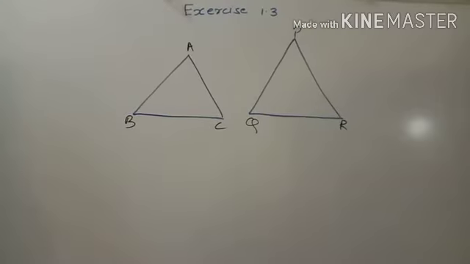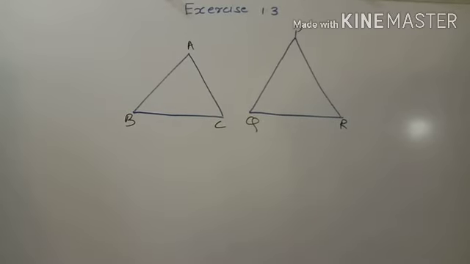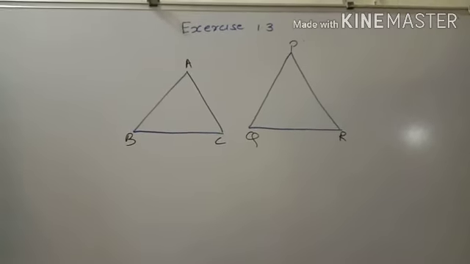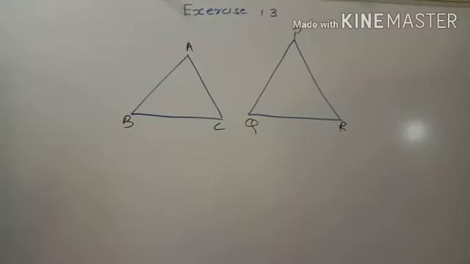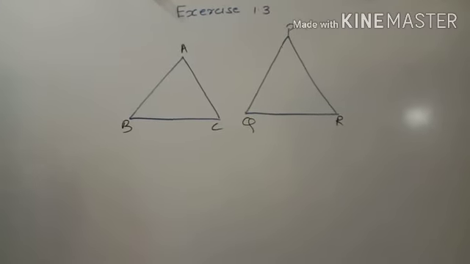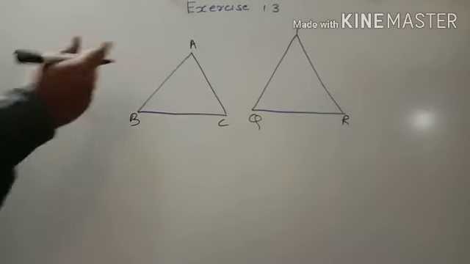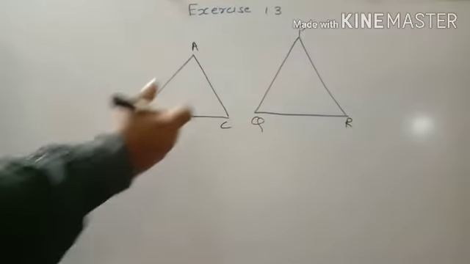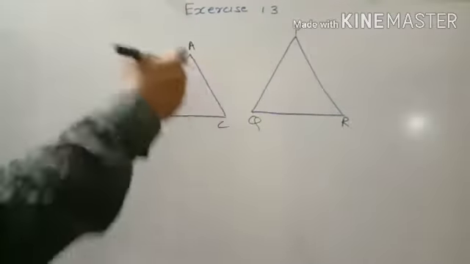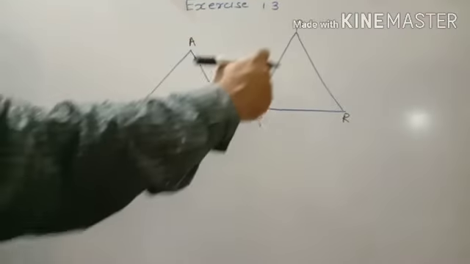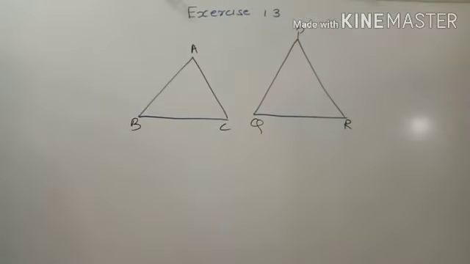Student, now we are going to start exercise 1.3. Under this we see what similarity is and what the properties are when two triangles are similar. So we start from this diagram. In this diagram, triangle ABC is similar to triangle PQR.